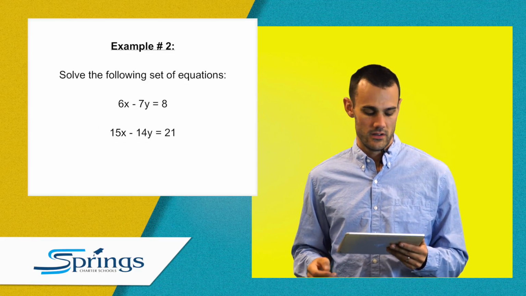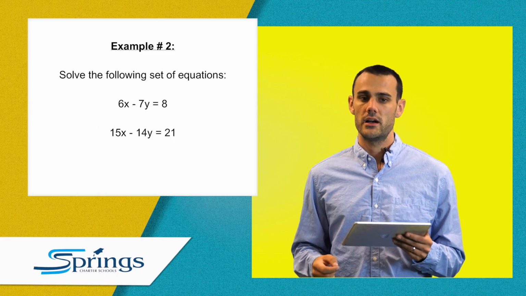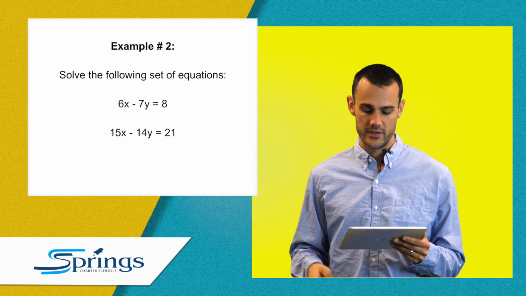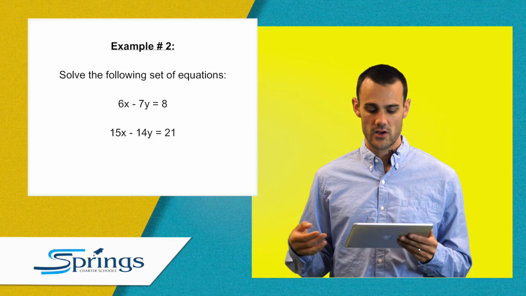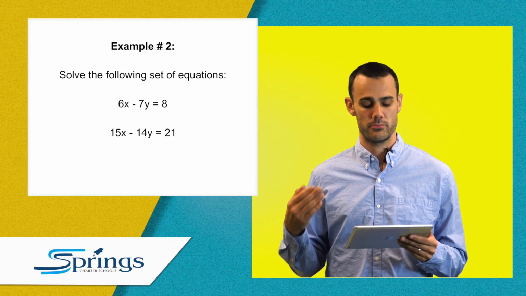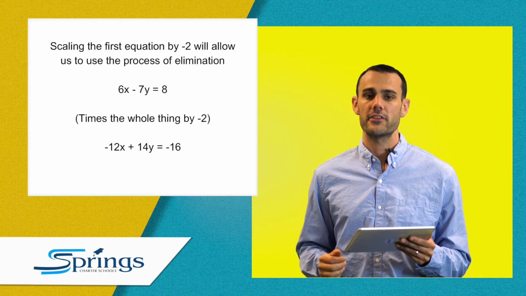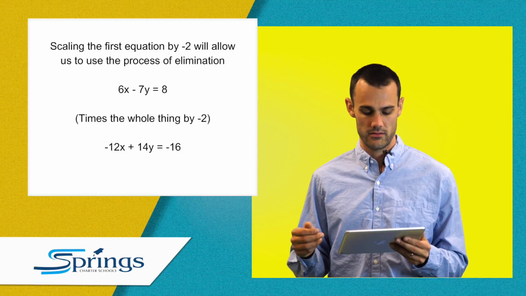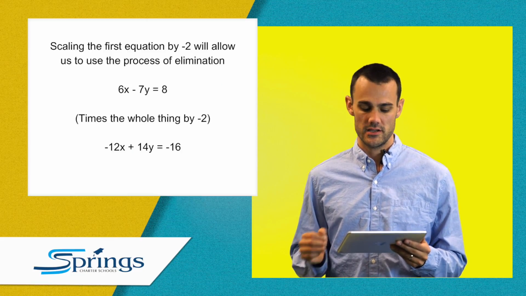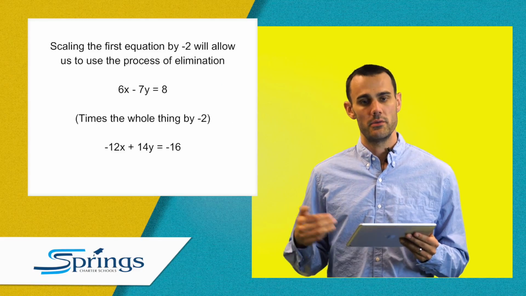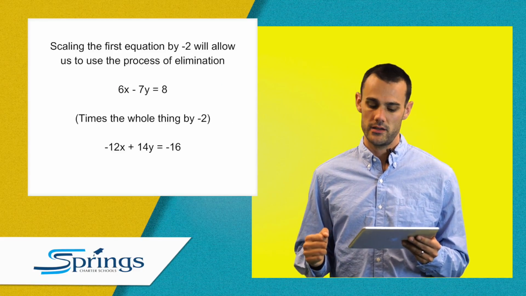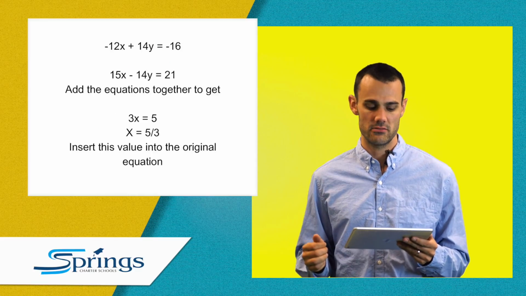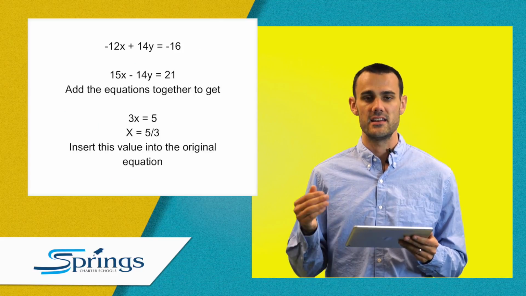Here's a second example. We have 6x minus 7y equals 8, and 15x minus 14y equals 21. Now we need to do something to the first equation to help use the elimination method. Scaling the first equation, multiplying the whole thing by negative 2, will allow us to use elimination. When I multiply each individual part by negative 2, it results in negative 12x plus 14y equals negative 16. Now we stack our equations, and we have a positive 14y and a negative 14y.